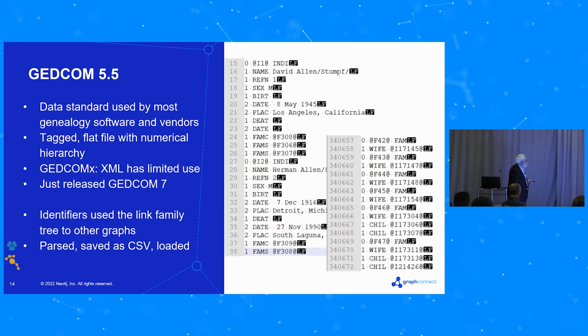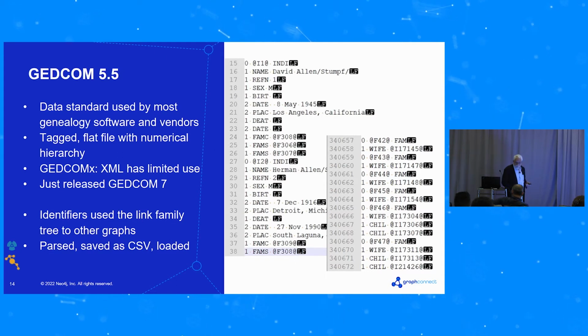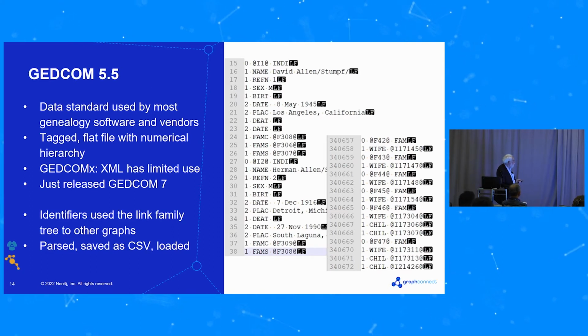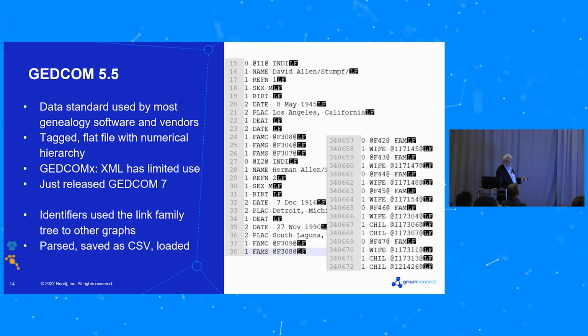GEDCOM 5 is the current standard that's in very wide use in genealogy software, and most genealogists can get these kind of files from their previous work. It's a very awkward file. It's a flat file. It has a numerical kind of hierarchy, but it's not XML. There is an XML standard, but no one uses it.